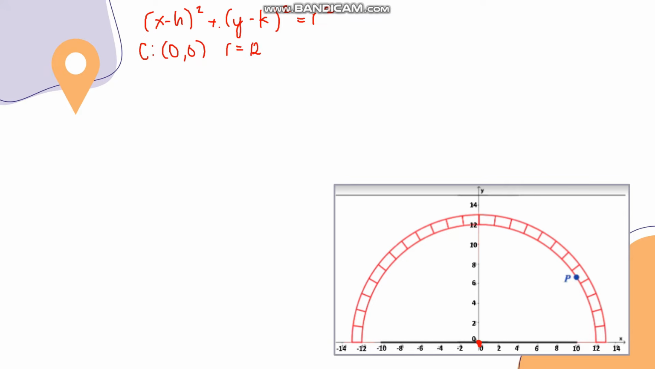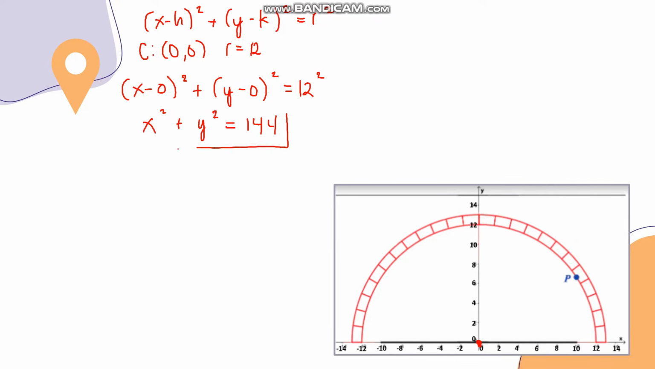So let's use this information and substitute it into the standard form to get the equation that represents the tunnel itself. So we have (x - 0)^2 + (y - 0)^2 = 12^2. Simplifying this, we have x^2 + y^2 = 144. This now is the equation that represents the semicircular tunnel, or the whole circle that includes the semicircular tunnel.